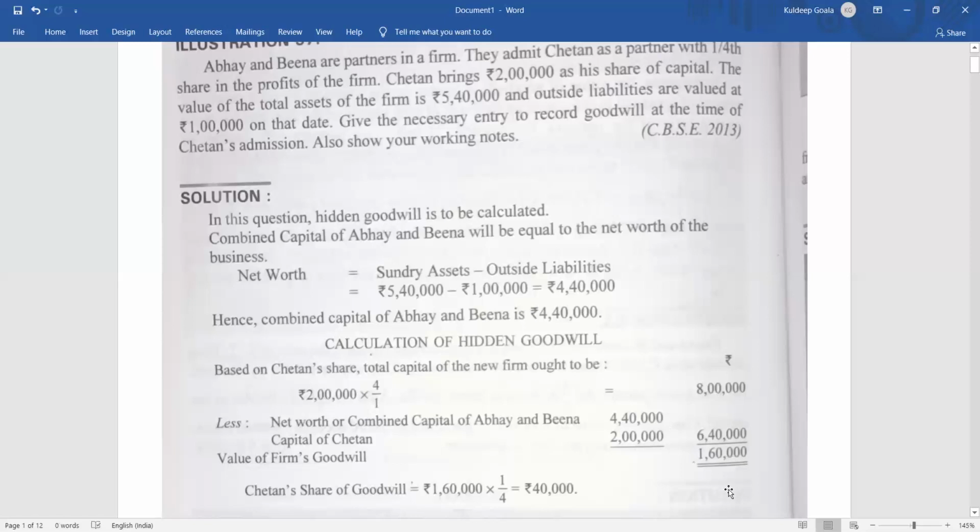So what is the extra value of the business? 1,60,000. So this 1,60,000 is the goodwill of the firm, isn't it? Goodwill of the firm, 1,60,000. How do we deal with that? Actually, whenever the new partner is coming in, he will pay exactly the proportionate share of the value of the business. Okay, what is the value of the business?